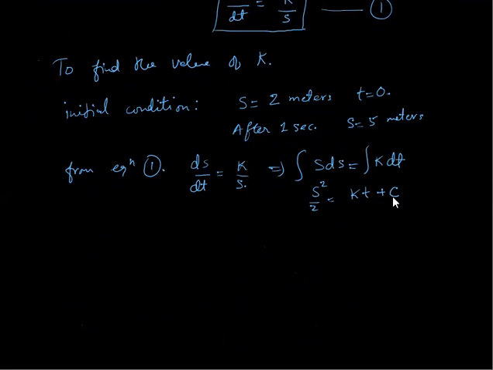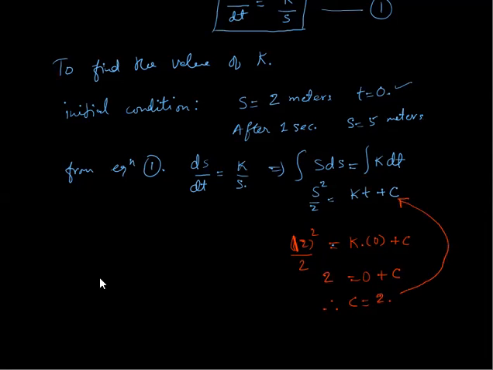Okay, so to find the value of c, certain conditions are given. That is the initial condition when t is equal to 0. So plug in t equals 0, plus c. s is how much? 2 meters. So 2 square divided by 2 equals k into 0, which is 0, plus c. 2 square divided by 2 is 2. Therefore, we got the value of c as 2. Now put this value of c back in this equation. We get s square by 2 is equal to kt plus 2. So now this is a particular solution.